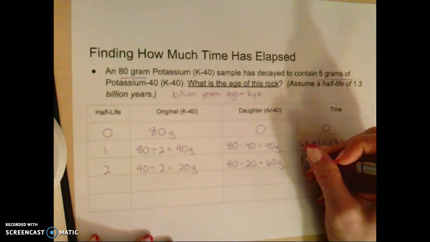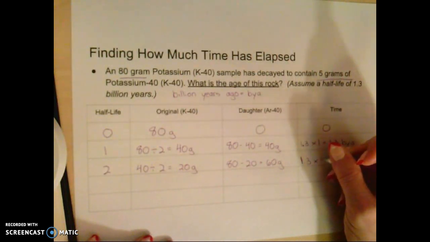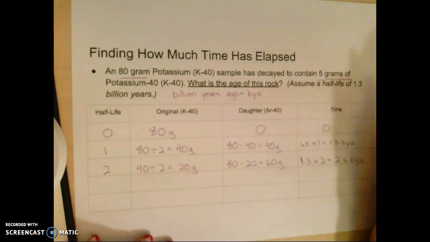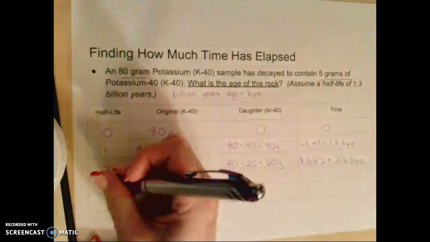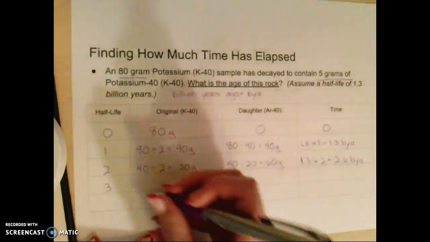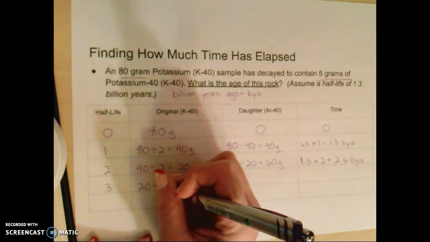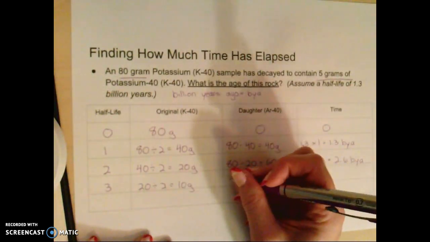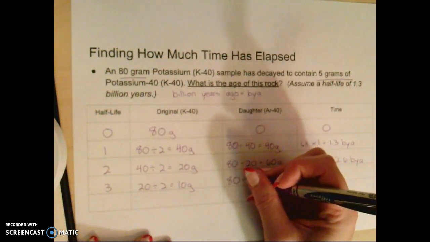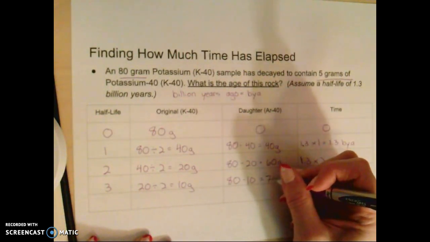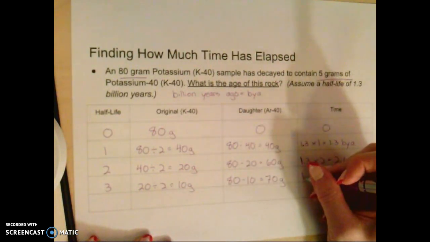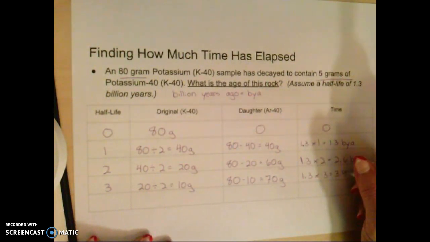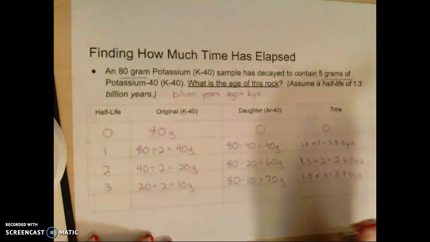Then we take 1.3, multiply that times 2, that gives us 2.6 billion years ago. So we're still moving because we still have 20 of that original left. So we have 20 divided by 2, which gives us 10 grams. Then we have 80 minus 10 to give us 70 grams. We have 1.3 times 3. That gives us 3.9 billion years ago.